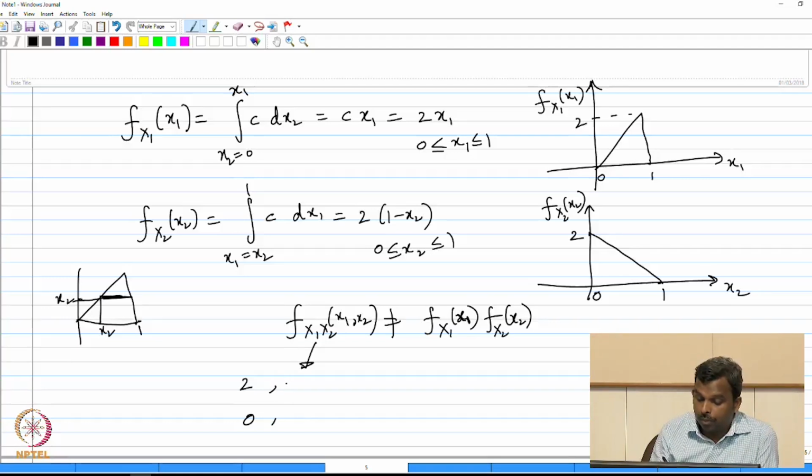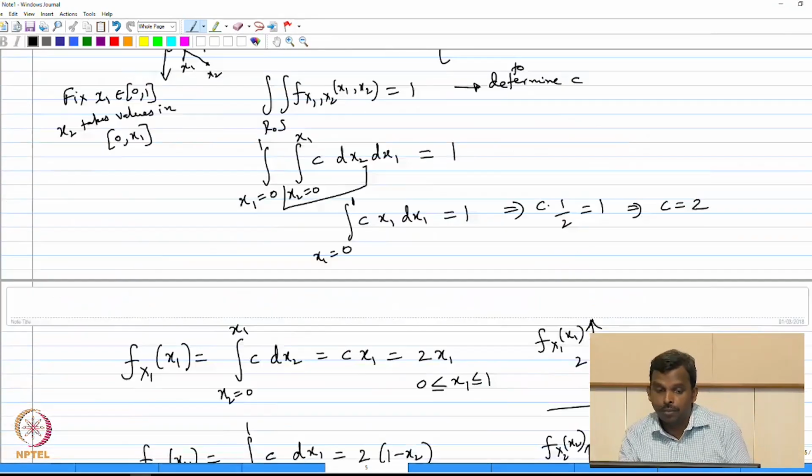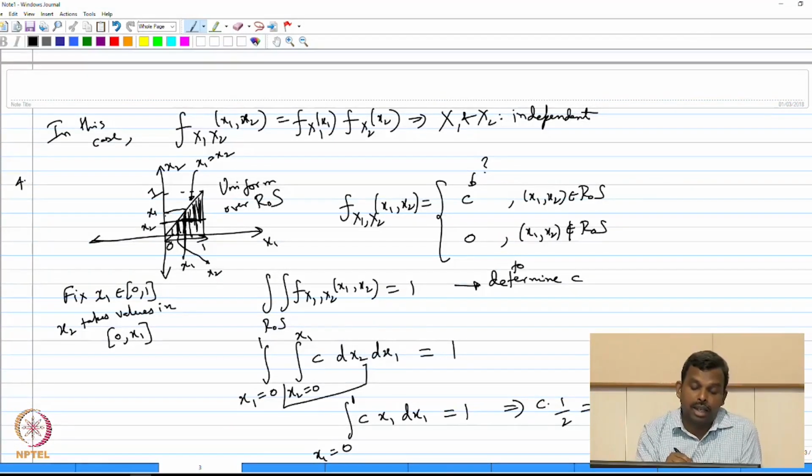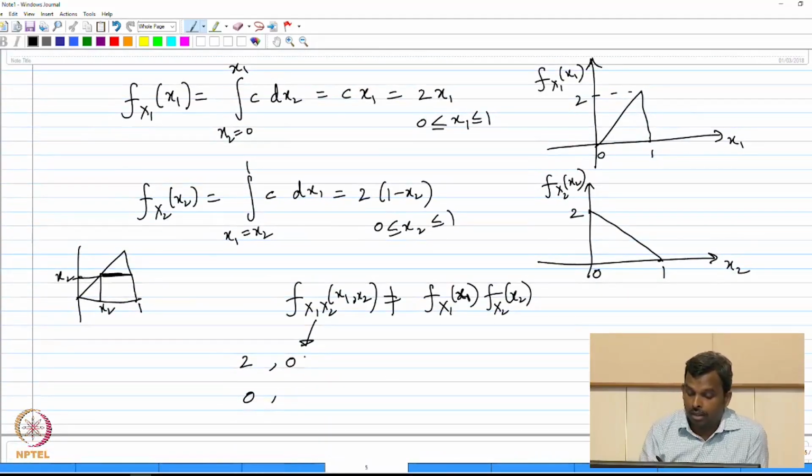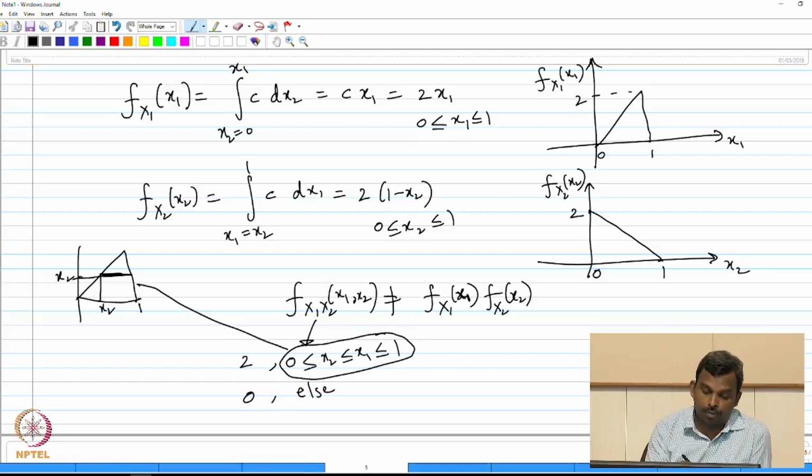What is the region of support? You have to describe it carefully here. One way to write it, think about why this is true: you fix an x1, and x2 lies from 0 to x1, right? So one way to write this is 0 less than or equal to x2 less than or equal to x1 less than or equal to 1, and 0 else. This is a succinct description of the region of support.